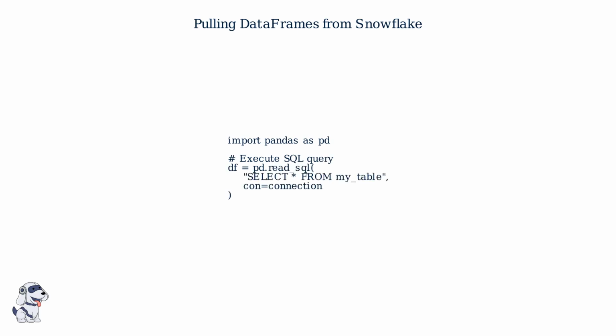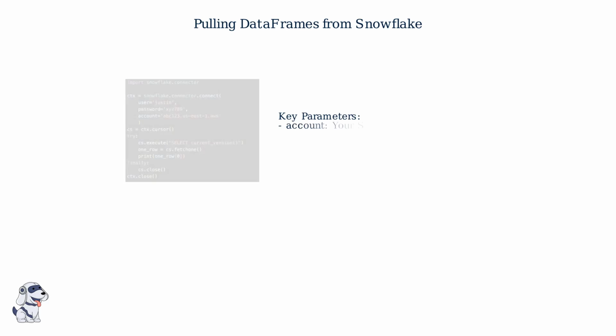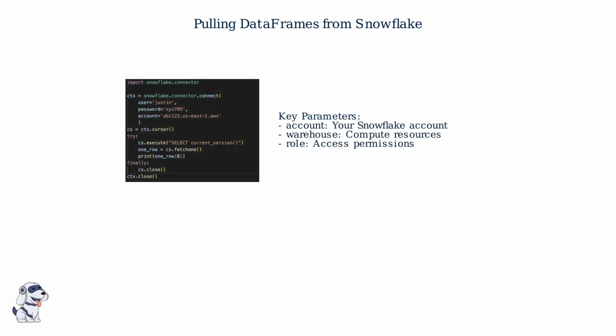Pulling data frames from Snowflake involves using pandas.readSQL with a Snowflake connection. This function executes SQL queries directly within Snowflake and returns the results as a Pandas data frame. To retrieve data, you first need a secure connection using snowflake.connector.connect. Configure essential parameters like your account, warehouse, and role for proper resource allocation.